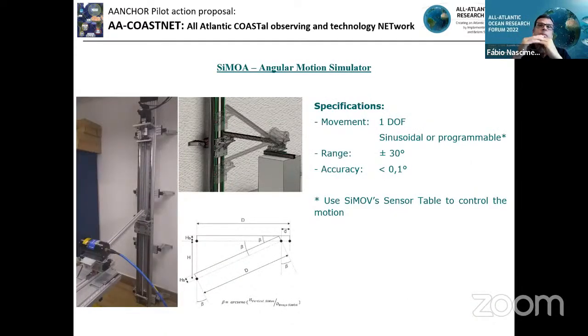The other equipment that we developed that is also working is the angular motion sensor. We install it on the vertical motion simulator, so we can have an angular motion on the sensor axis, with one degree of freedom, so we can reproduce angles and angular velocities. The system can also produce sinusoidal and programmable movements in a range of plus or minus 30 degrees, with accuracy better than 0.1 degrees.